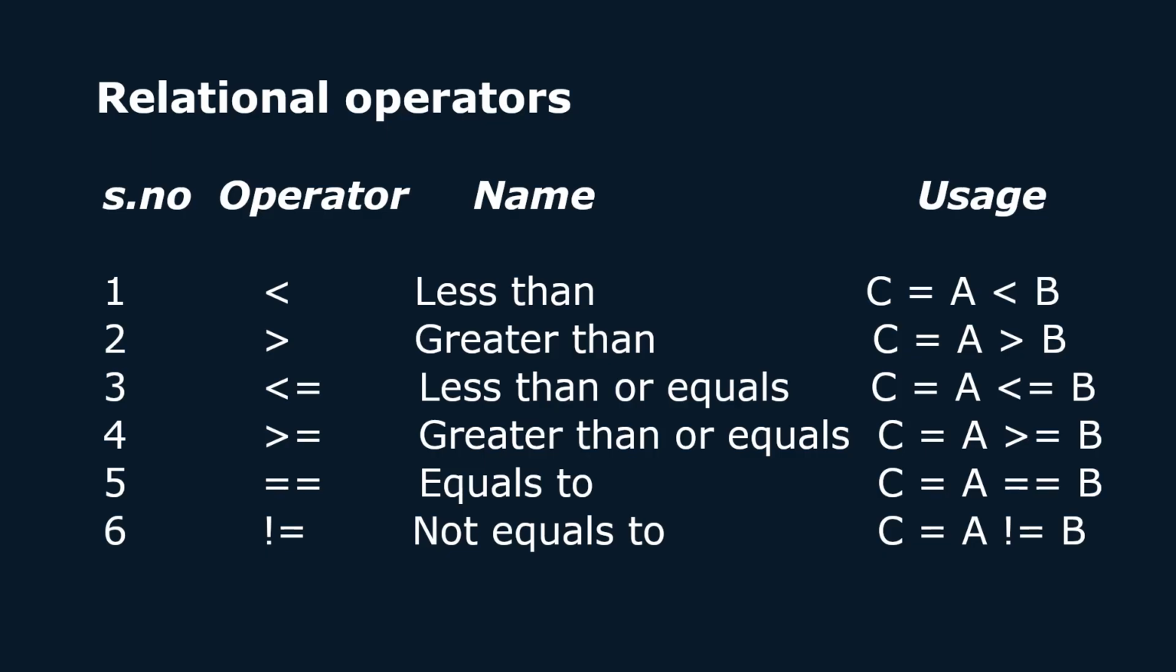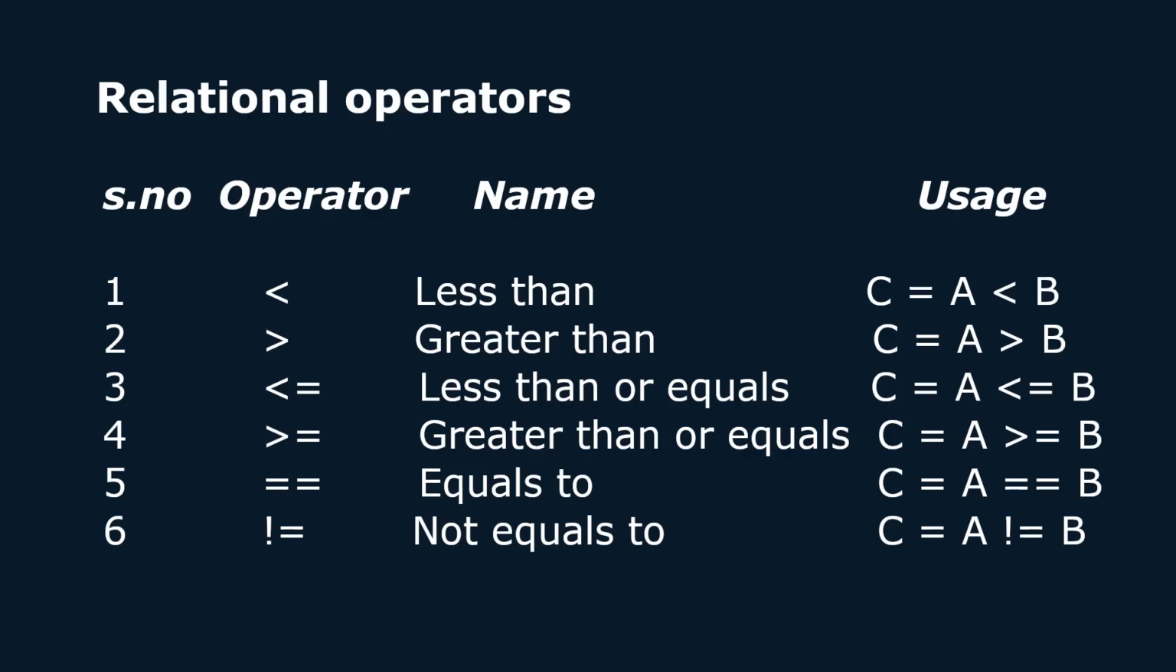The third operator is the less than or equal to operator. It checks if the first value is smaller or at least equal to the second value. The fourth operator is the greater than or equal to operator. It checks if the first value is greater than or at least equal to the second value.